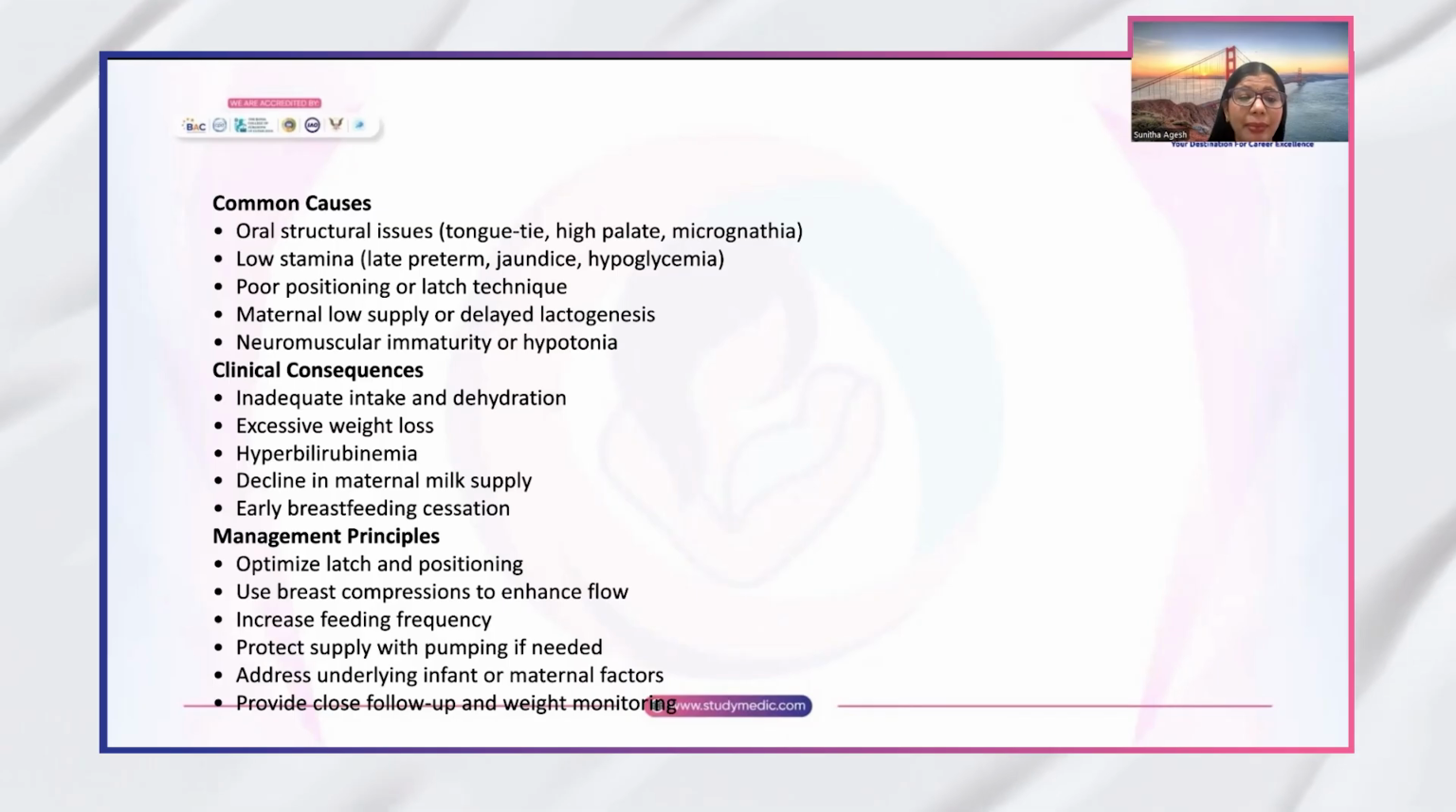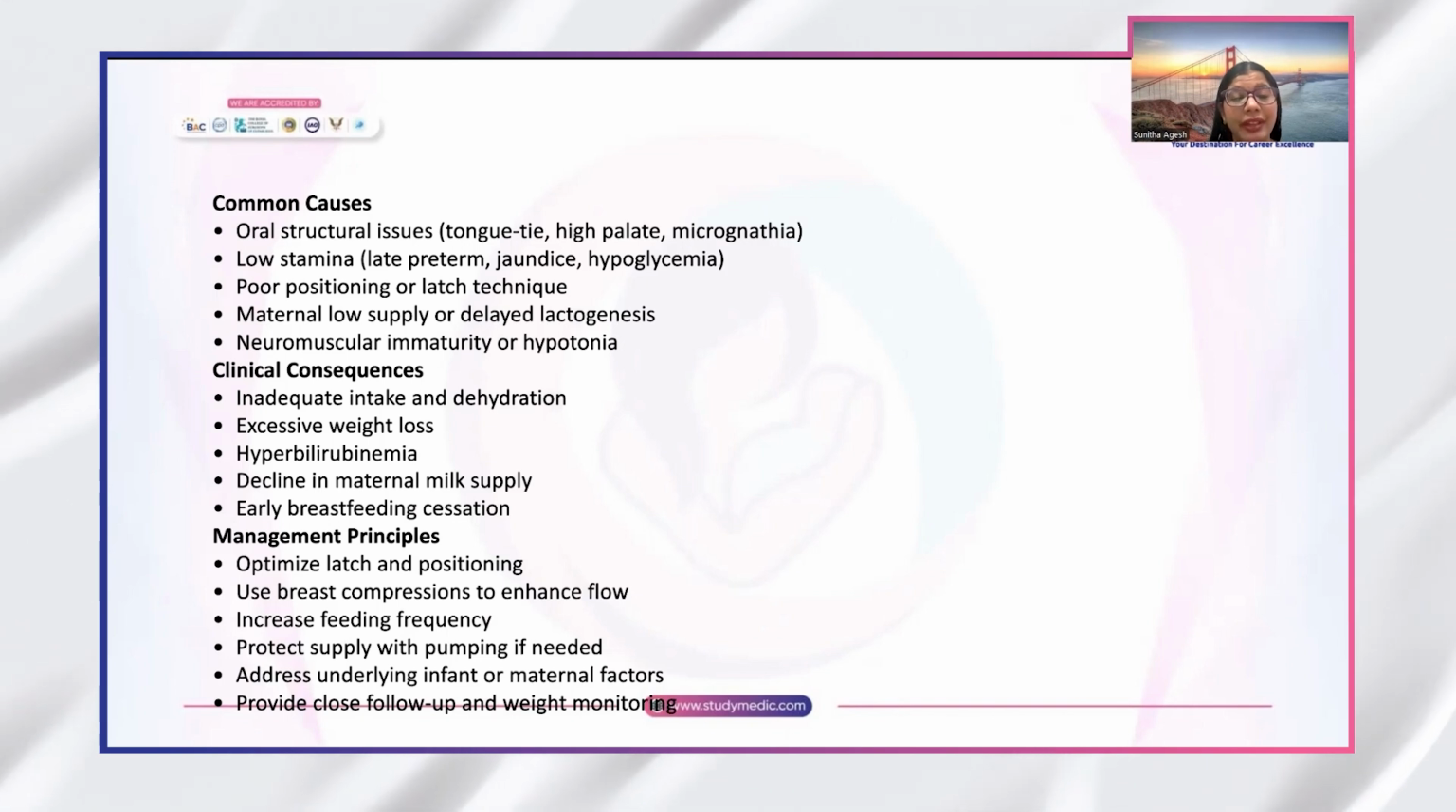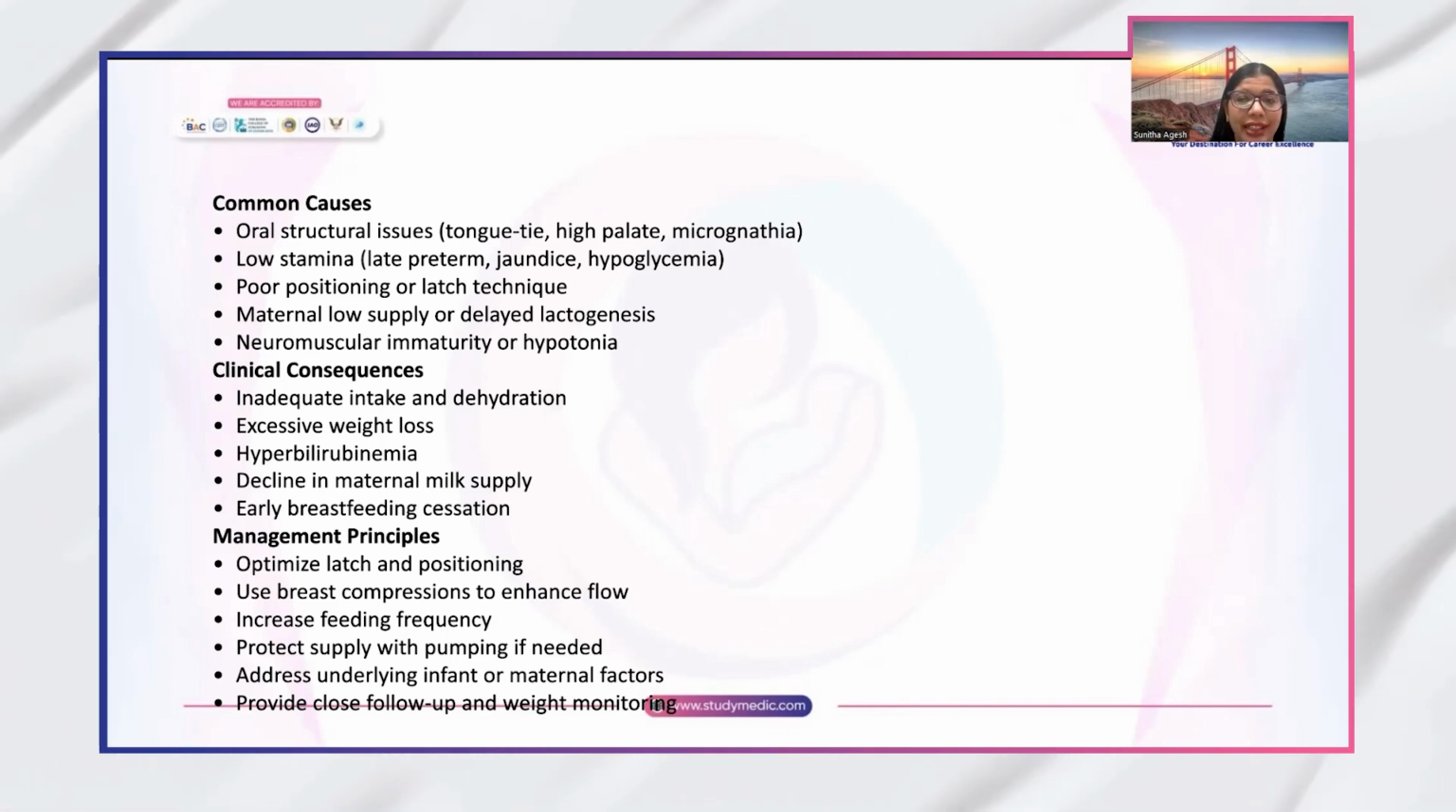Then there is a decline in maternal milk supply. Milk coming in depends on output, so the maternal supply will go down because improper emptying of the breast sends a negative feedback mechanism to the brain. Then early breastfeeding cessation: if the baby is not sucking properly, the mother's breast will get engorged. It may lead to mastitis, and there is a possibility of early cessation of breastfeeding.